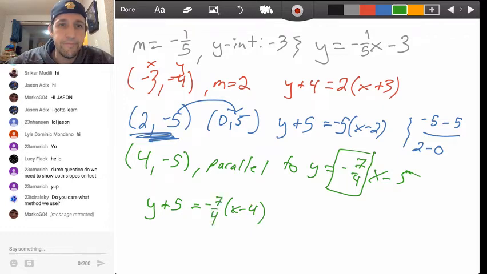And that's it. It was really the same problem as the red problem, except instead of telling you the slope directly, it was given to you a little bit indirectly.